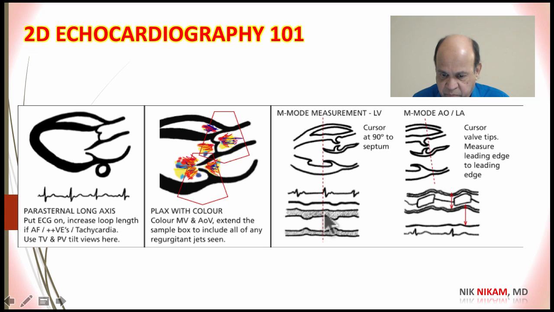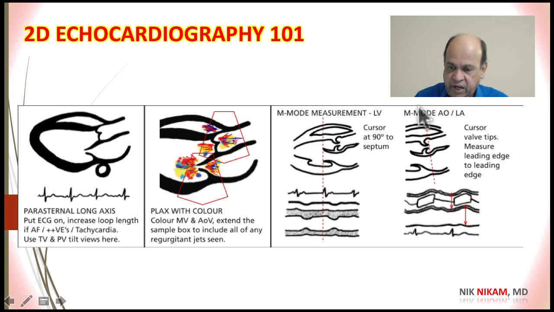This is where we measure the thickness of the left ventricular septum, the posterior wall, and take the cavity dimensions during diastole and during systole. From that, we calculate the left ventricular ejection fraction.